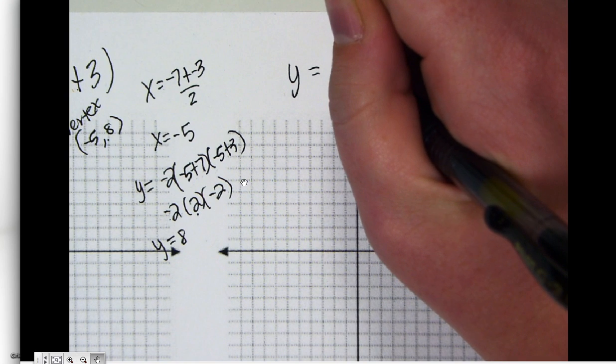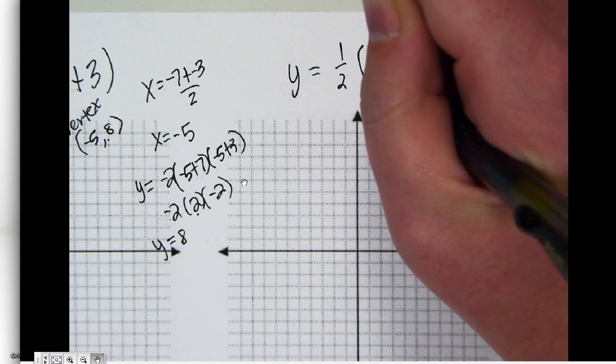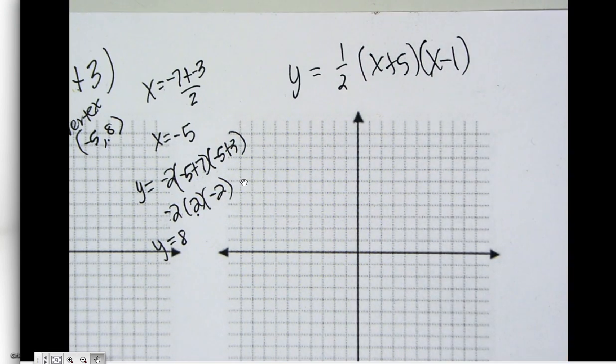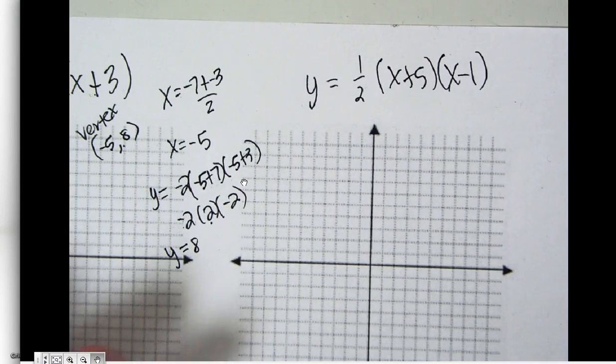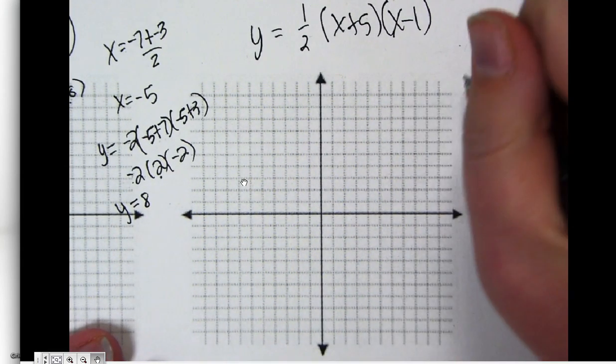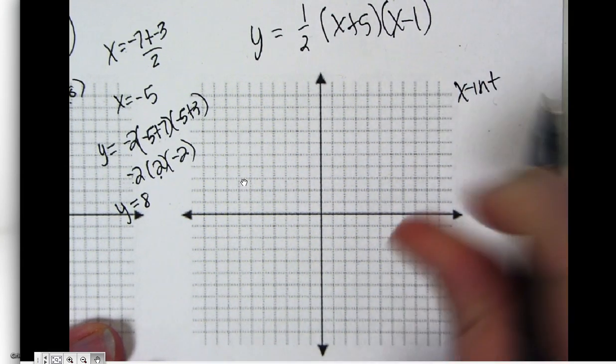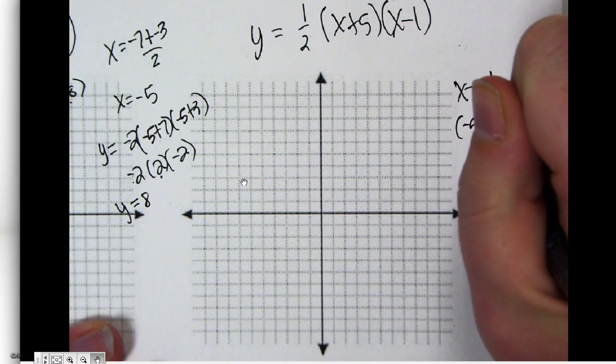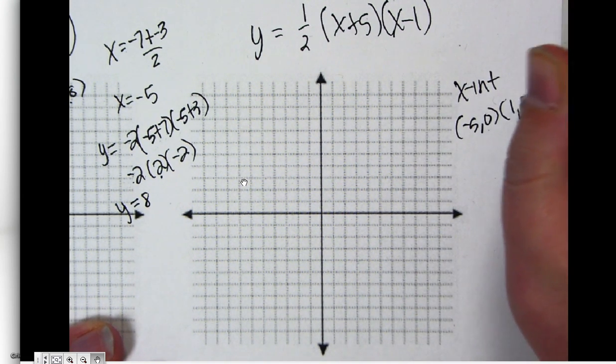y equals 1/2 times (x plus 5) times (x minus 1). So this is our factored form. We're going to start with plotting our x-intercepts. So our x-intercepts are the zeros or the roots of these factors. So that would be negative 5 and 1.